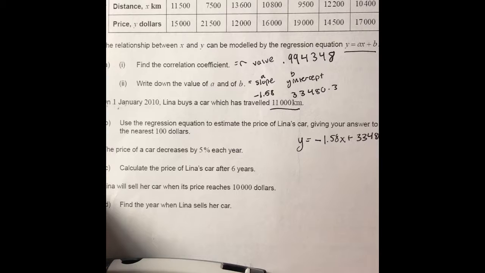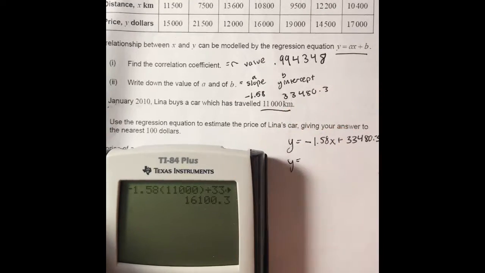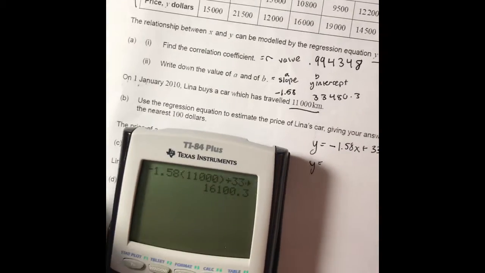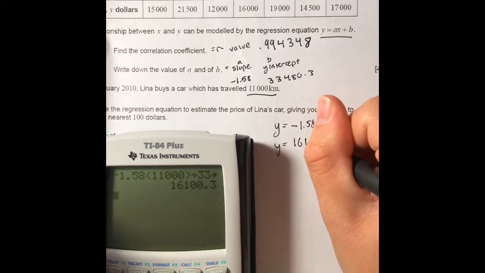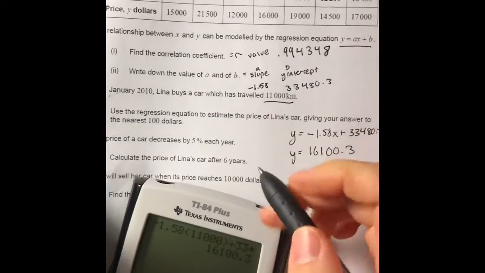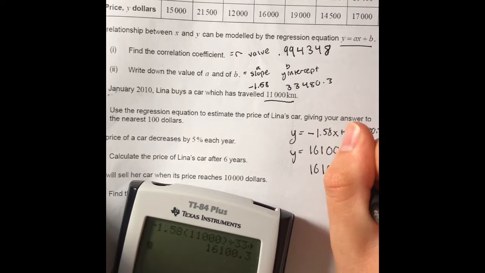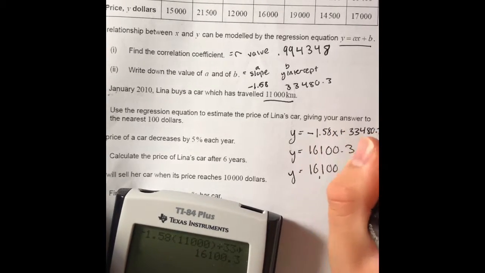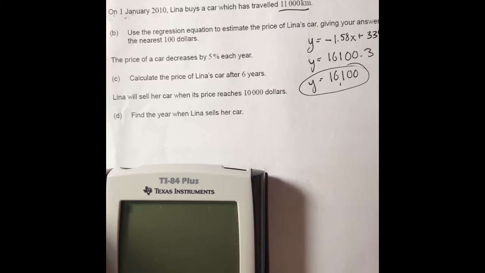Then from there we can plug in this value for x. So I'm going to do that on my calculator. Gives us a y value, which if we remember from the table is the price in dollars, of 16,100.3, but if we round to the nearest $100, that will give us an even 16,100. Now moving on to part C.